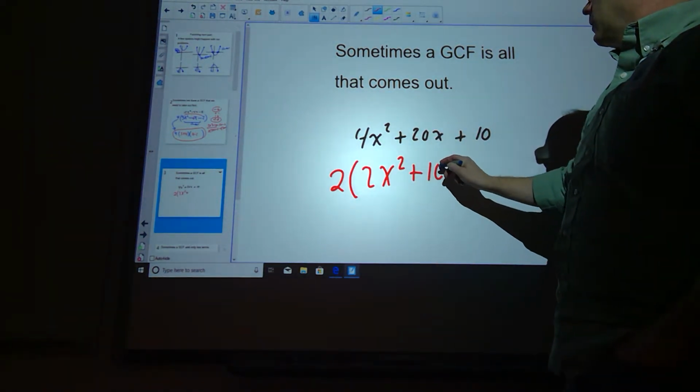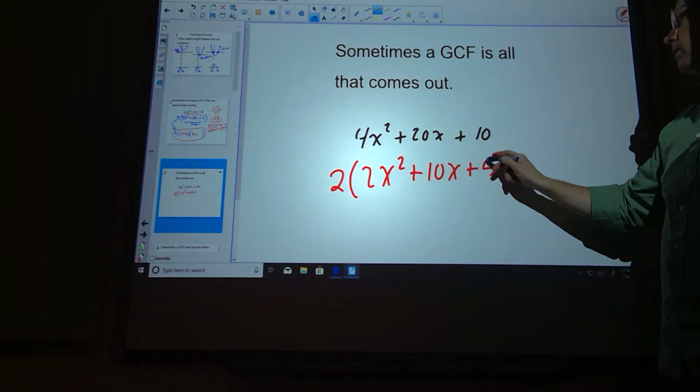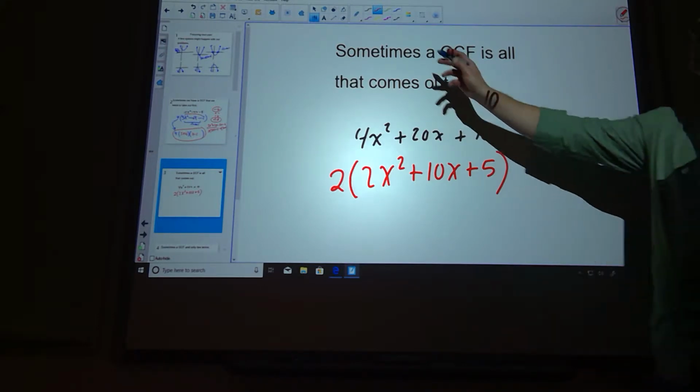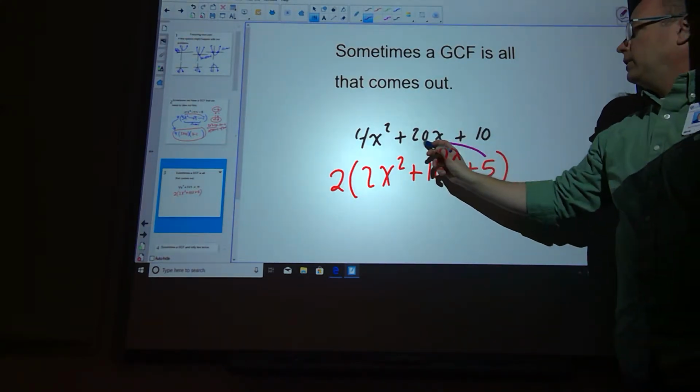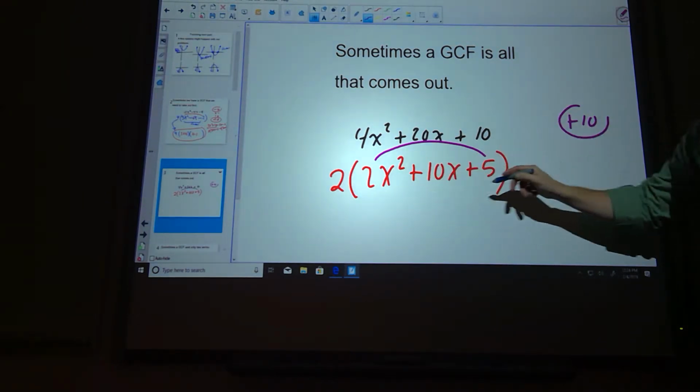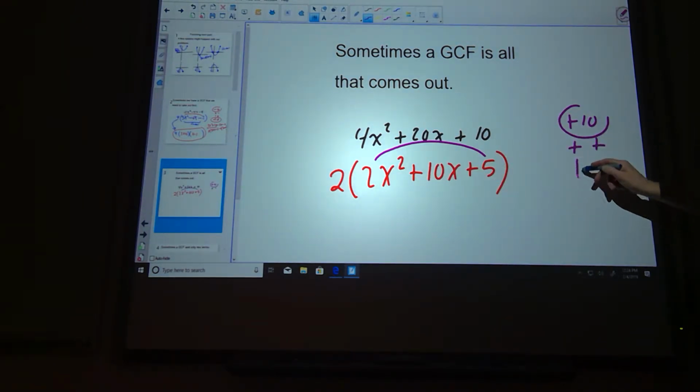What is that, 2x squared plus 10x plus 5? Is that right? And let's try to see if we can factor it. So I'm going to multiply this times this, so I get a positive 10. All signs are positive, so all signs have to be positive. So what numbers, both being positive, when I add them together, give me 10?